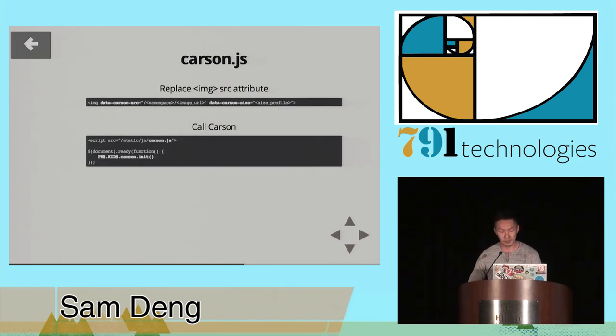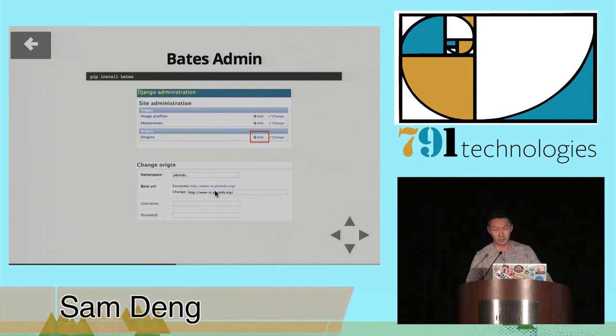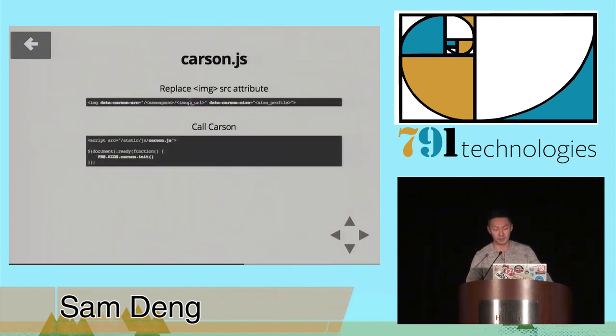So on the front end, the way you would use this is you would include Carson.js, and in your markup, your image tags, instead of setting your source attribute, you're going to set something called data-carson-source. That URL is built from a combination of the namespace, which is the origin that you just set in the Django admin, and the other part of this is the image path. So in your origin is where you specify the domain. In this case, for PBS Kids, it's a content delivery network. But after that, what's the path that comes after? That's this part. So the other attribute, data-carson-size, is the image profile that you define in the admin.